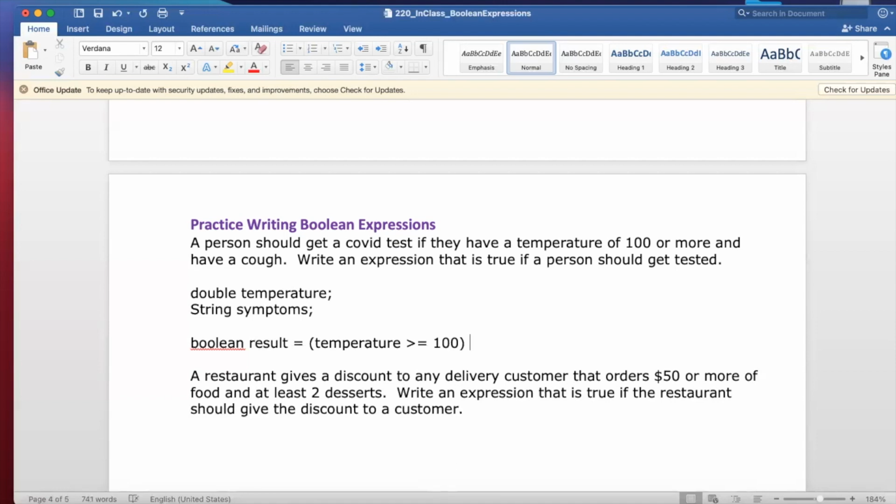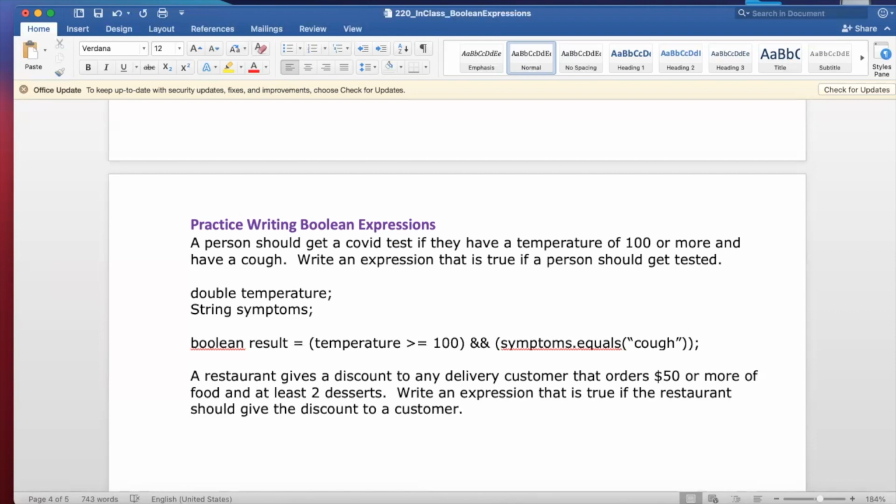And then I also want to consider their symptoms. And remember, I need to use the dot equals operator if I want to compare two string values. And now I need to consider what logical operator should join those together. I should get tested if I have both of these symptoms. And so I'm going to use the and operator to join those together.